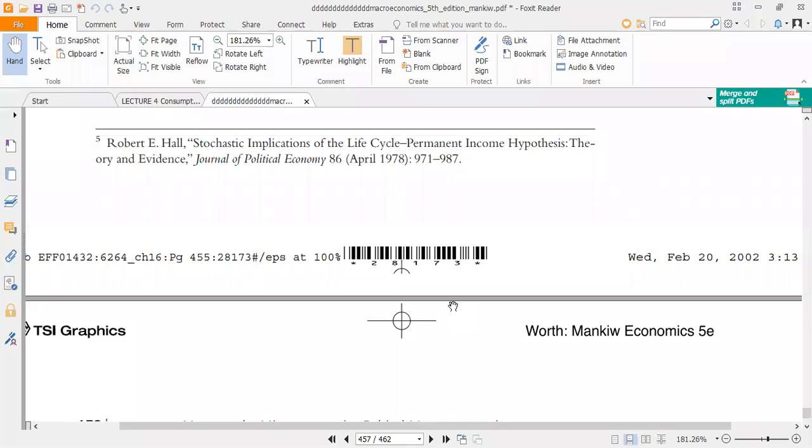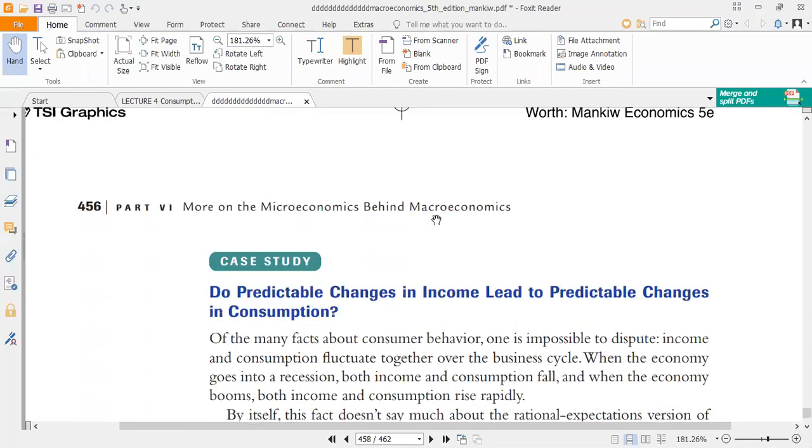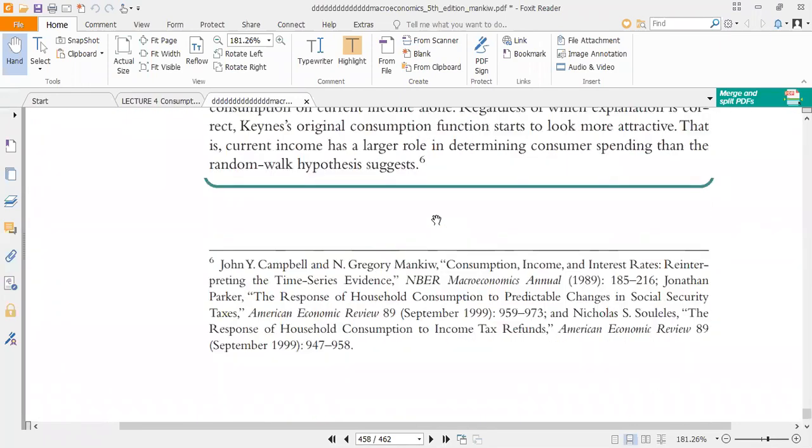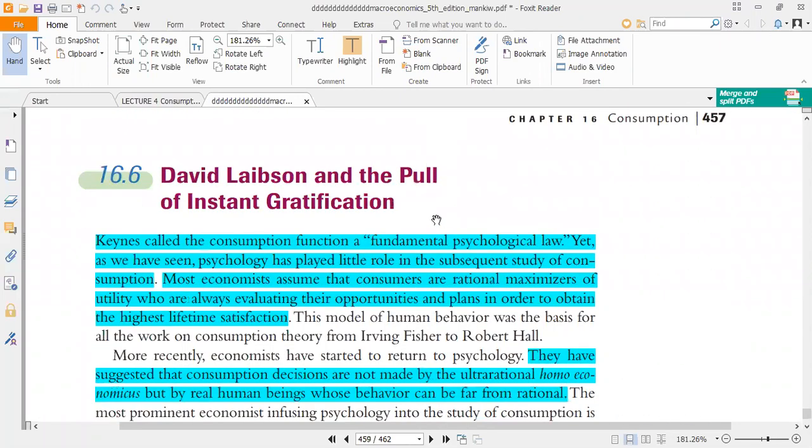I hope we understand. That is one theory that we'll have to deal with today. Then we have to look at the pull of instant gratification. The theories are too much.